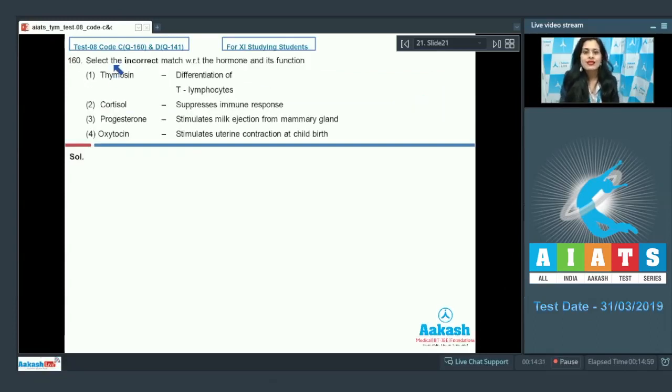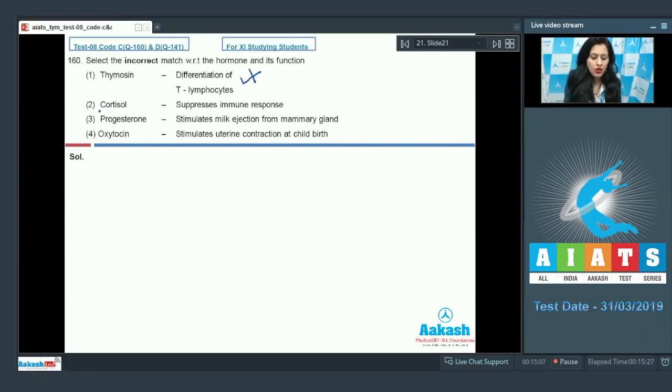Question number 160. Select the incorrect match with respect to the hormone and its function. The very first match given is thymosin, and the match is differentiation of T lymphocytes. As it is a correct match, this cannot be a correct answer to our question. This is given in your NCERT book also. Thymosin is a hormone which is released from the thymus gland, and it helps in differentiation of T lymphocytes. That's why it is also known as the training school of T lymphocytes.